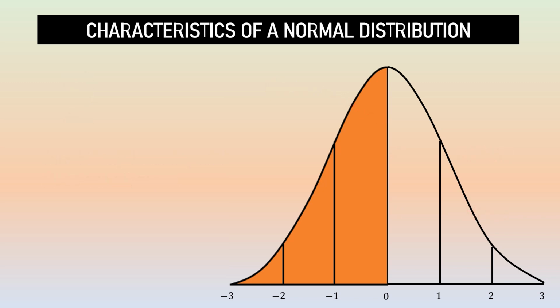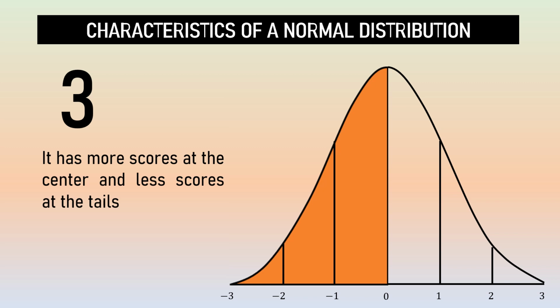Third characteristic, a normal distribution has more scores at the center and fewer scores at the tails. As you can see here, there are more scores here in the center, that's the blue arrow, than it has in the tails.